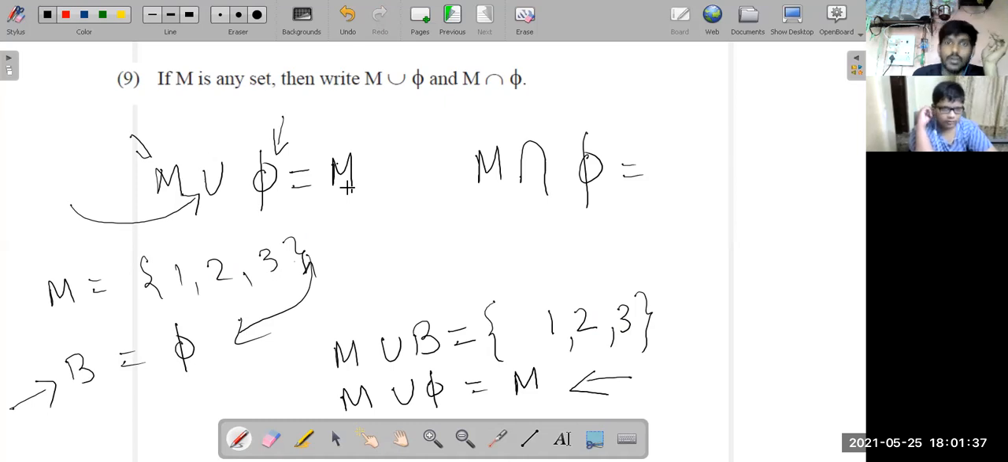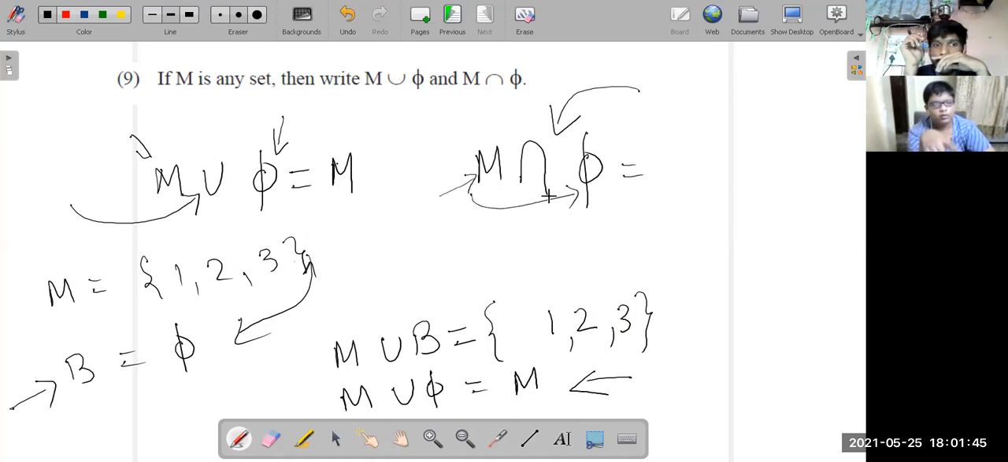Next is intersection. What is common in M and empty set? Is there anything common? Look at the same example. No, sir. So this will be empty, null. Is this clear? Yes, sir. Okay, we'll stop here.